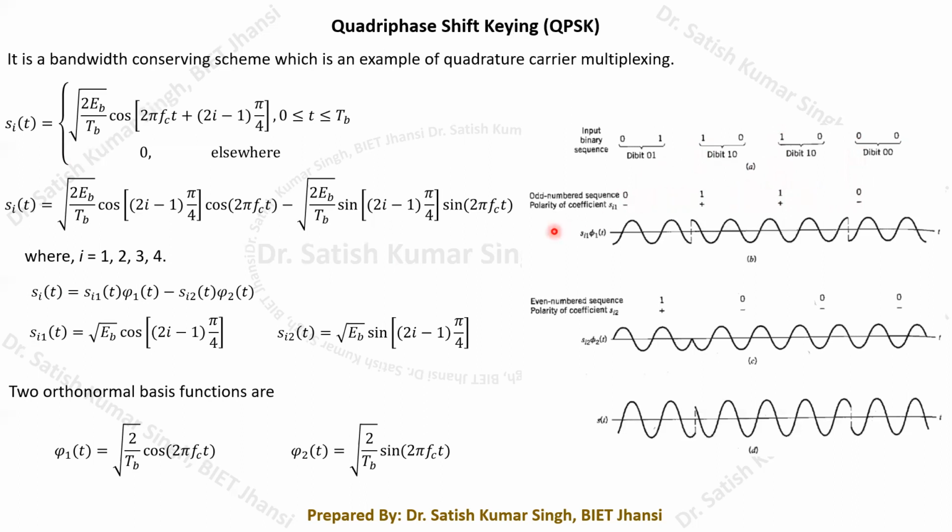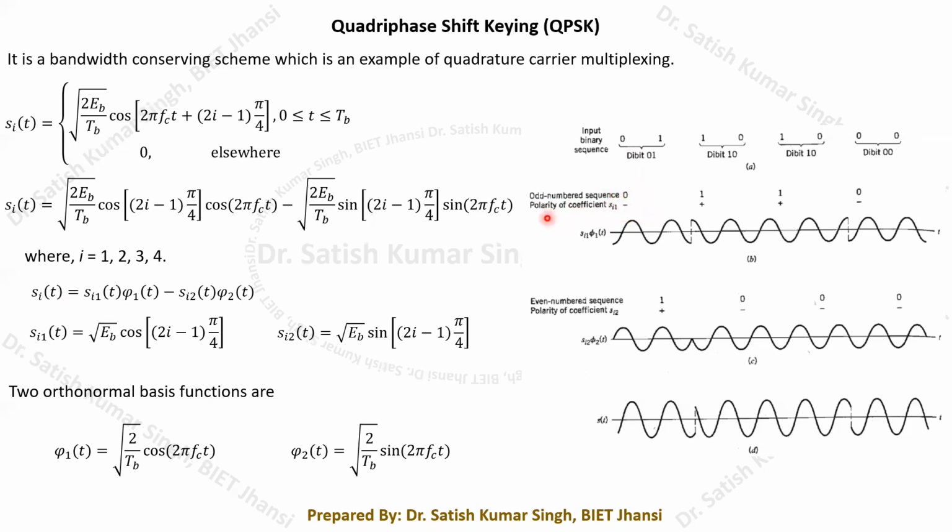Now we have to look at the polarity of the coefficient si1. Whenever we get the value 0, whatever the phase, the polarity of this coefficient should be negative. This is the convention that we need to follow.